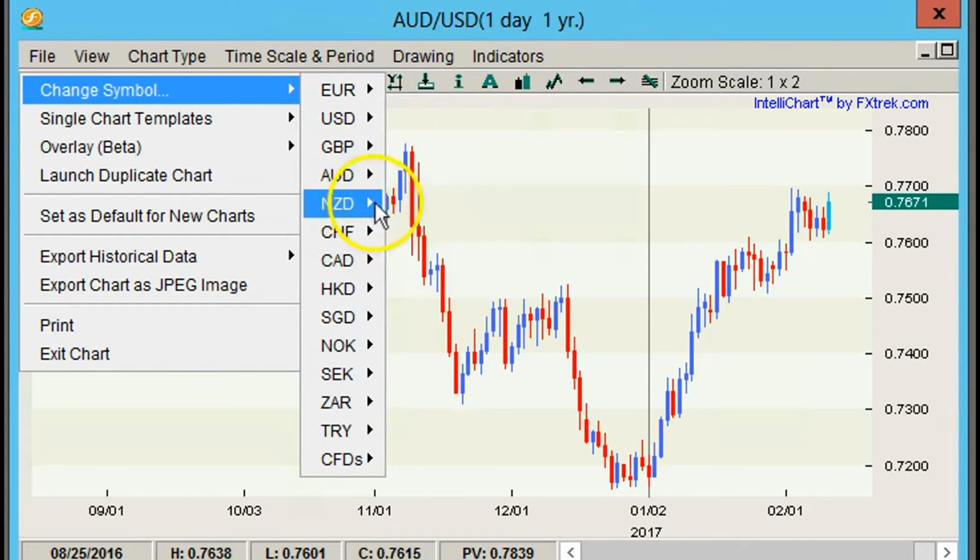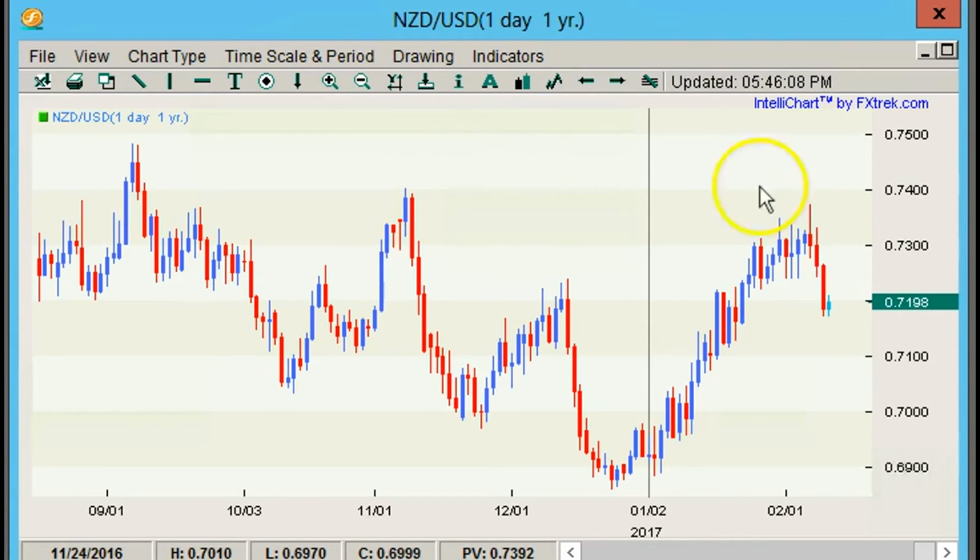Now, the Kiwi, on the other hand, is a much weaker story because the RBNZ really beat the living daylights out of the Kiwi this week with jawboning on the fact the currency was too strong, the fact that they were relatively, I can't even say relatively, dovish.